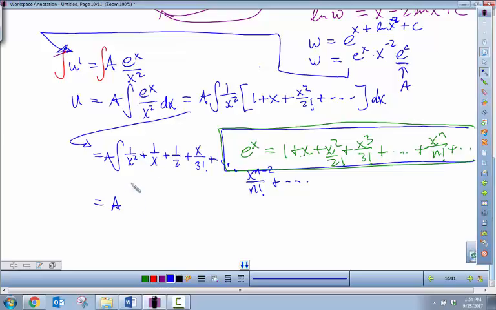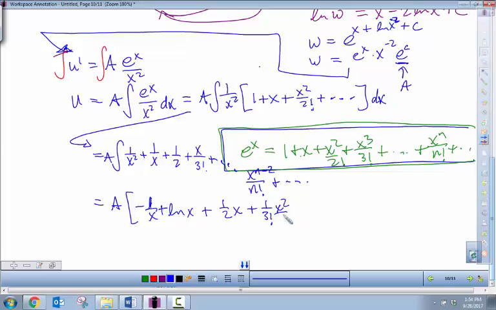And now we integrate. The integral of the first one is you add 1 to the power and divide by that, so that's negative 1 over x. Integral of this is going to be an ln x. Integral of the third term is going to be 1/2 x. And then 1 over 3 factorial x squared over 2. 1 over 4 factorial x to the third over 3.